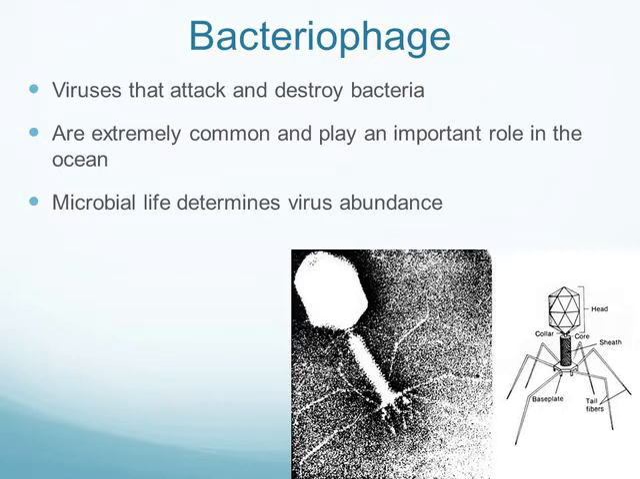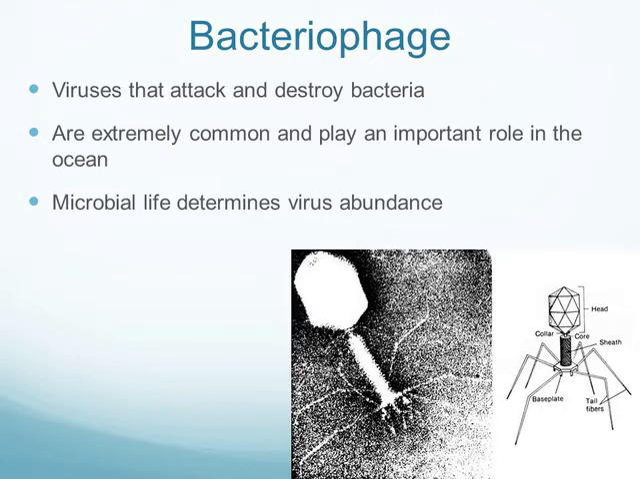They attack and destroy bacteria. So their whole purpose is just to destroy bacteria. And they are super common in the ocean, and they play a very important role in the ocean in terms of returning the nutrients back into the cycle of things. So when a bacteria dies, that material that makes up the bacteria goes back into the ocean cycle, basically.